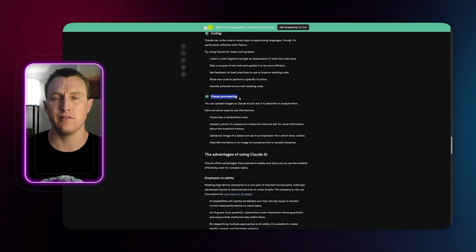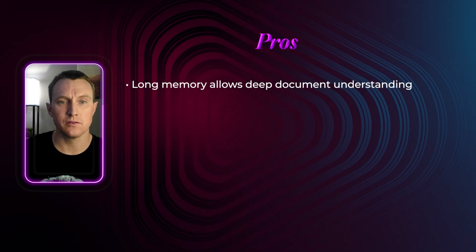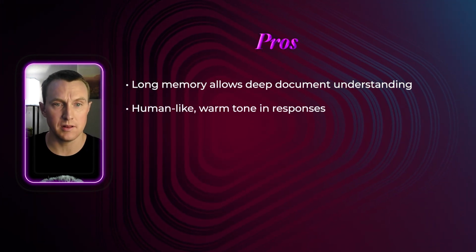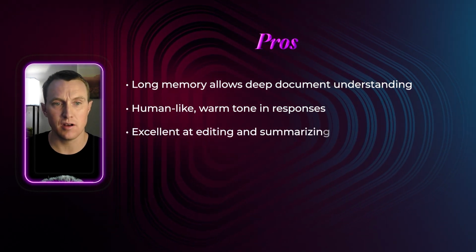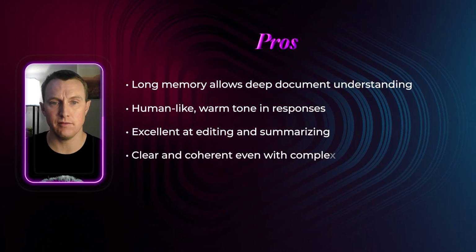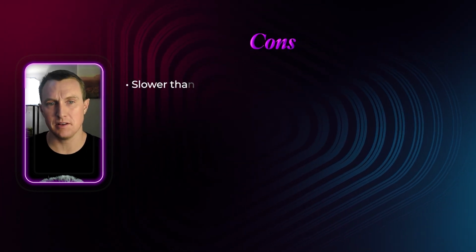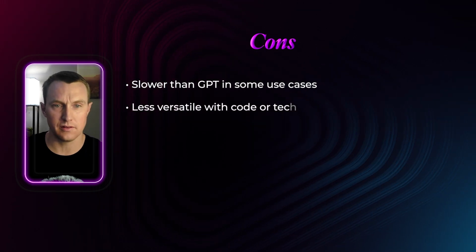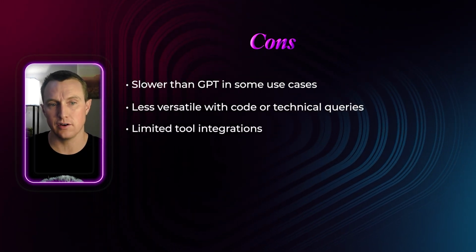So now that we have an overview, let's talk about some of the pros. It has a long memory and allows deep document understanding. It helps writers write with a human-like warm tone in their responses, excellent at editing and summarizing, clear and coherent, even with complex prompts. Now let's talk about some of the cons. It's a little bit slower than GPT in some use cases, less versatile with code or technical queries. It can be limited with tool integrations.